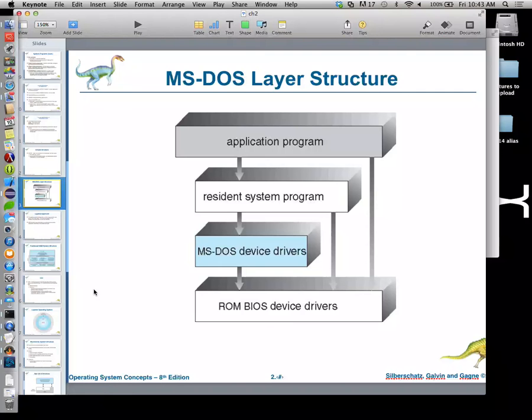So, the MS-DOS layer structure. Here's your ROM BIOS, which is actually built into the motherboard. Then you have your device drivers. Keep in mind that these device drivers are very simplistic compared to our model of device drivers today. But as MS-DOS became very popular in the early days of desktop computers, they weren't running any graphical user interfaces, they were running DOS. But business offices had different kinds of printers and scanners, and all sorts of different ways of reading stuff into their computers. Well, there had to be device drivers for those things.